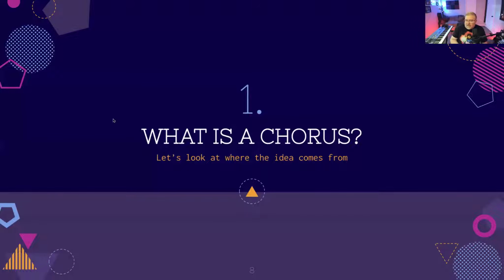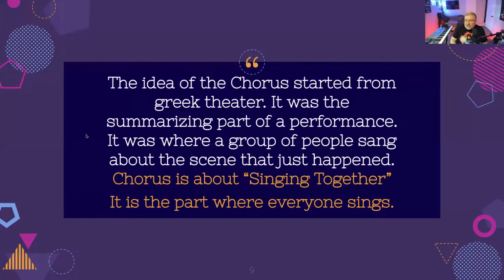So what then is a chorus? We already said it's where the main idea lives, where the main emotional center is. But where does the idea of a chorus come from? Well, the idea of a chorus really started in theater, where in ancient Greece, when they would do performances, they would have actors perform a scene, and then there was a jury or a choir that would respond to what just happened. The word chorus actually means singing together. So it's where a group of people sang together about the scene that just happened.